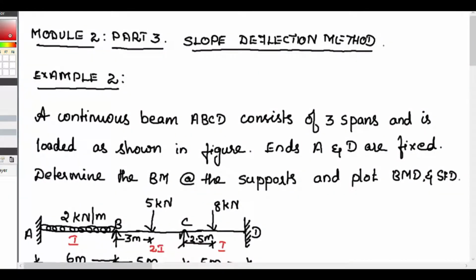Okay, so today this is our third part for module 2, slope deflection method. Let us see one more example. So this is our example 2.